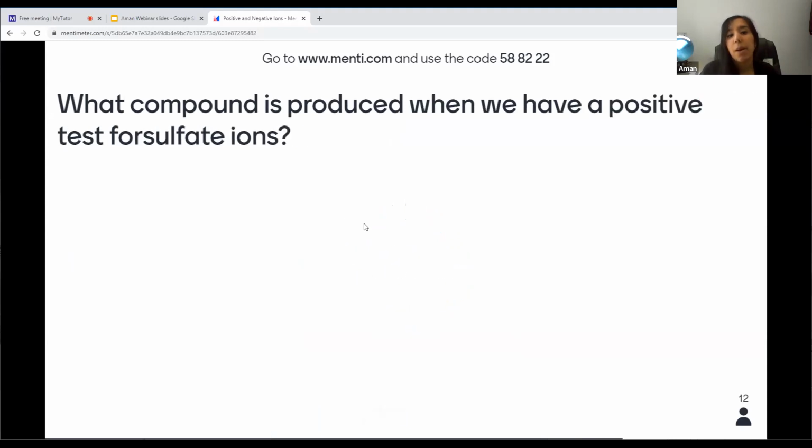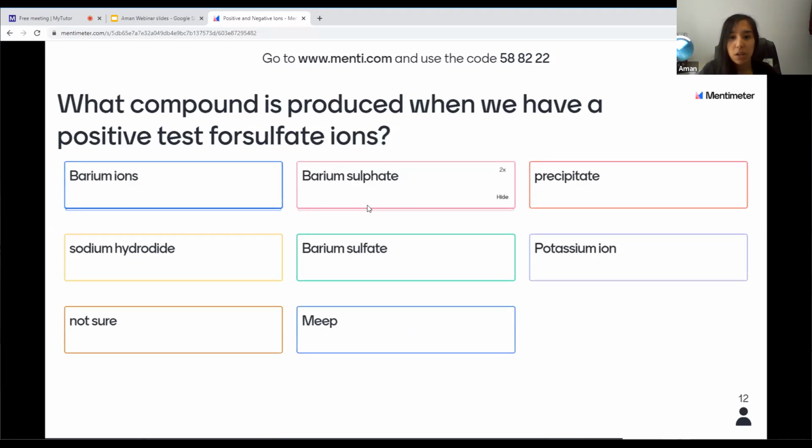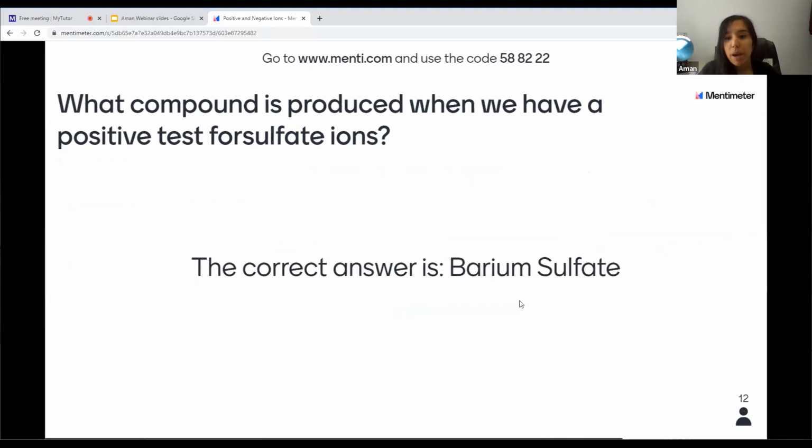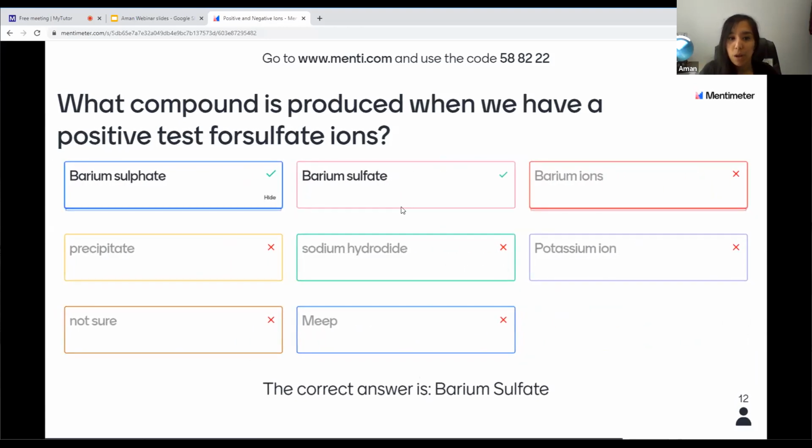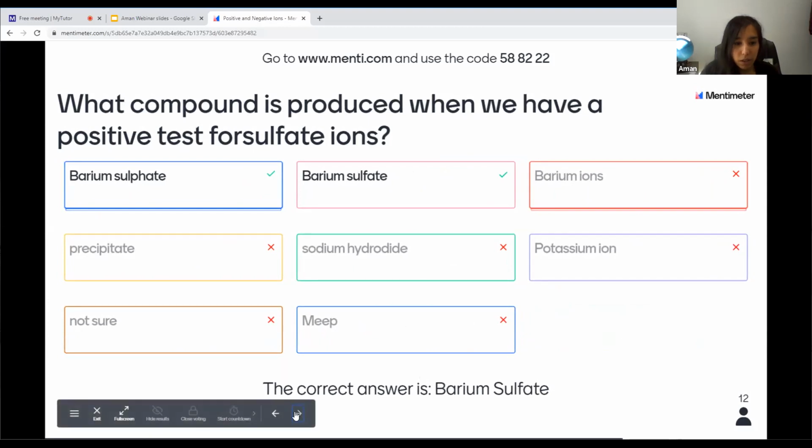Excellent. So the answer is barium sulfate. Good. So a couple of you said barium sulfate. So it's barium sulfate that we're looking for when we test sulfate ions. So most people have said barium sulfate there. So not barium ions, but barium sulfate. So the barium ions react with the sulfate ions. Excellent. So I think that was the last question.